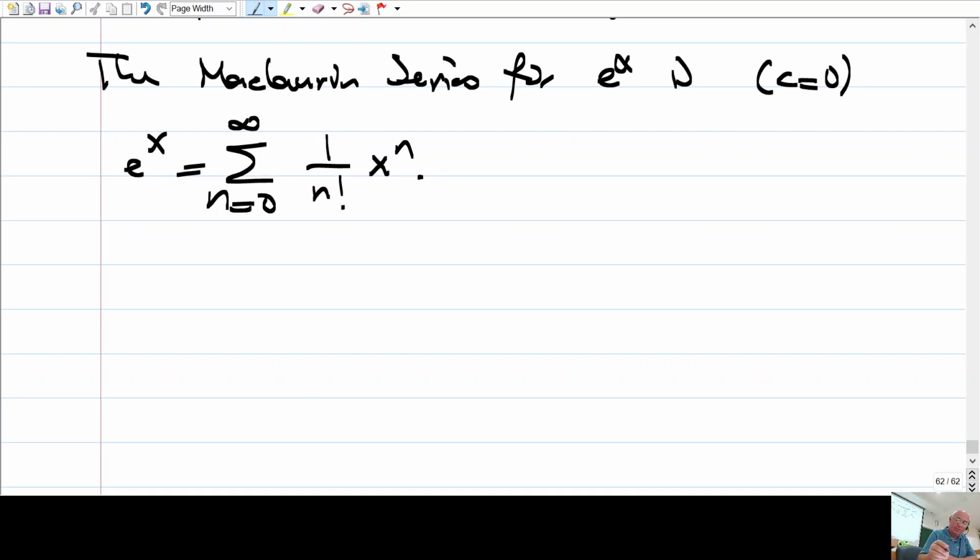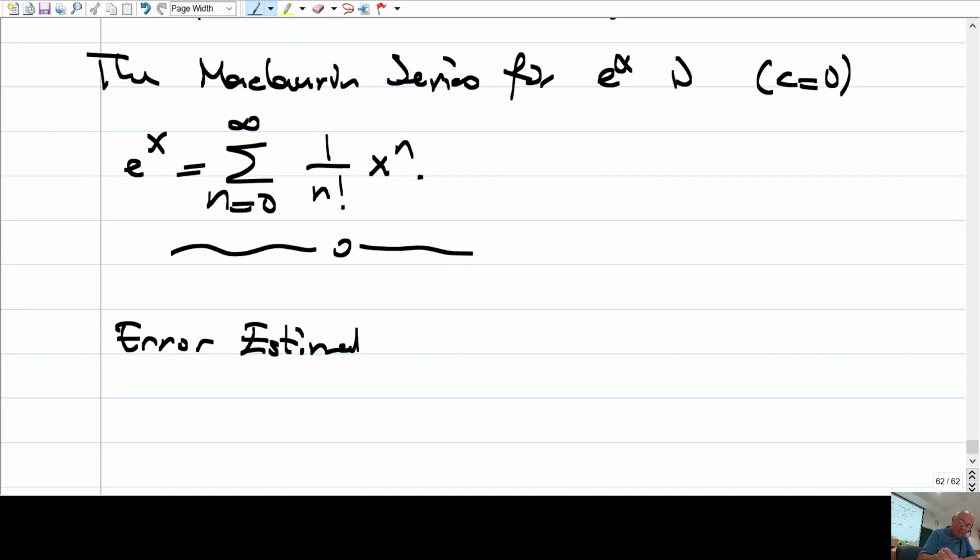My friends reminded me. So let me just give you that gadget which is apparently included in the syllabus, but I forgot to tell you before. I'll continue this series stuff tomorrow, but for now, let me just do this: error estimation for alternating series.